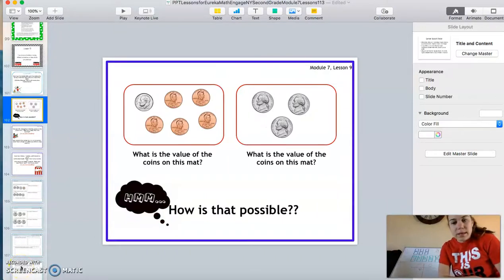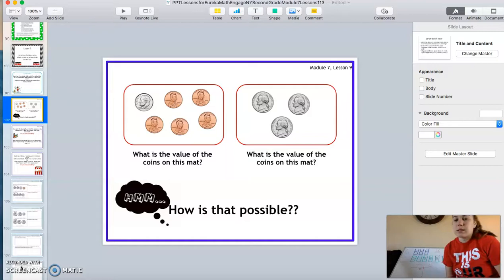All right, before we get into the word problems, it asks us, what is the value of the coins on this mat? So we have a dime and we have 5 pennies. Our dime is worth how much? Good, 10. So now we're at 10. Now we need to count by 1. 10, 11, 12, 13, 14, 15. There are 15 cents on that mat.